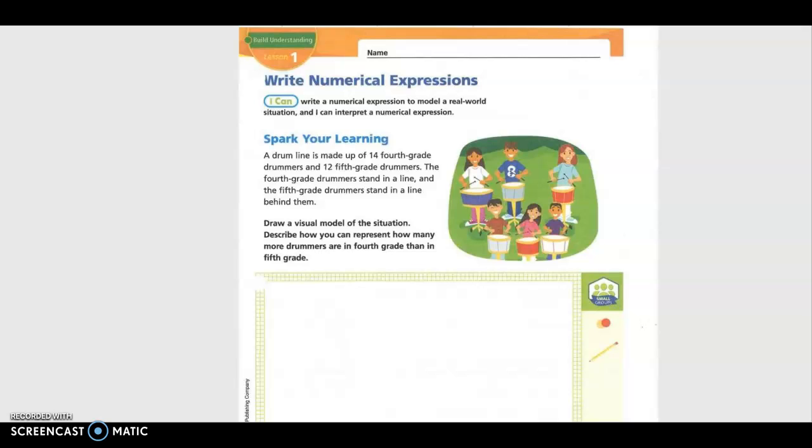The fourth grade drummers stand in a line, and the fifth grade drummers stand in a line behind them. Draw a visual model of the situation. Describe how you can represent how many more drummers are in fourth grade than in fifth grade.